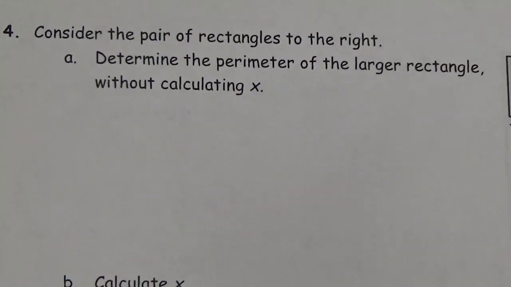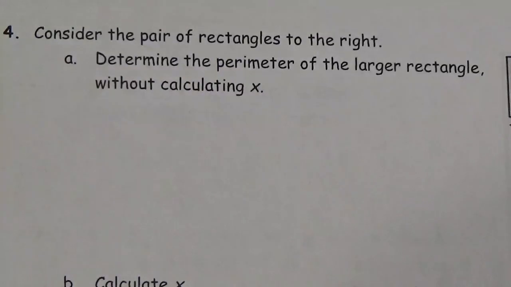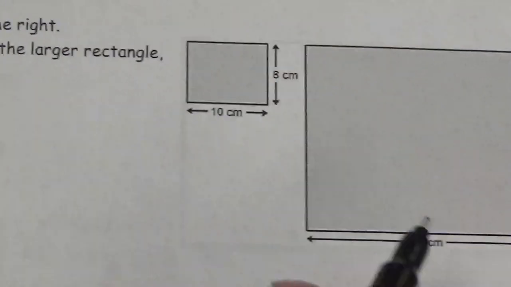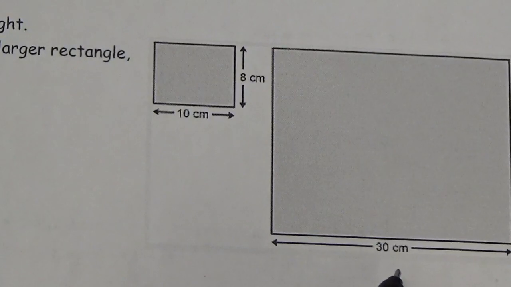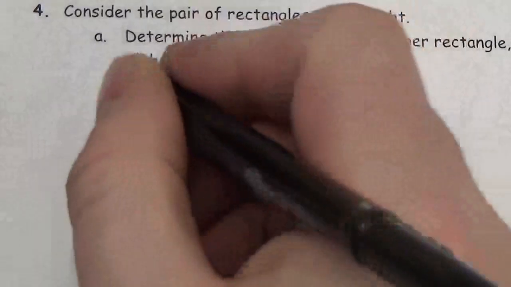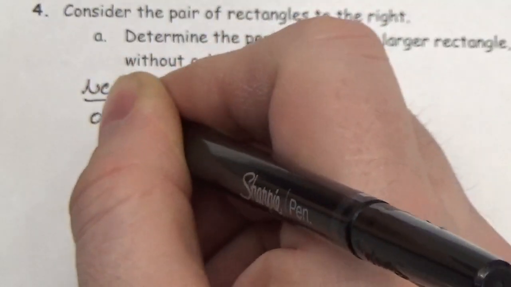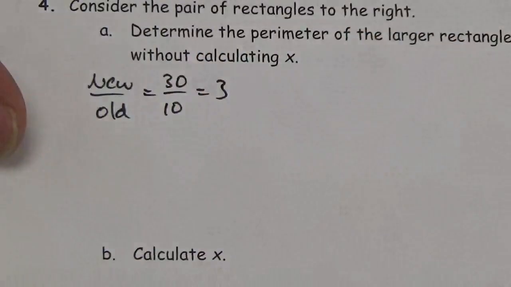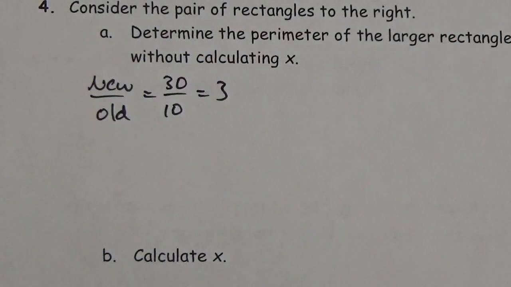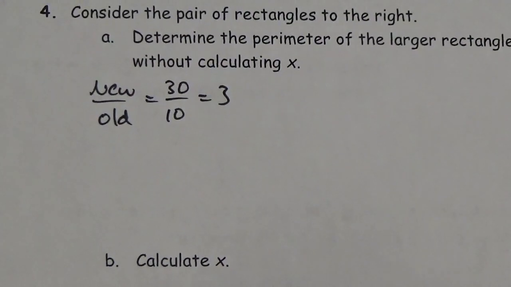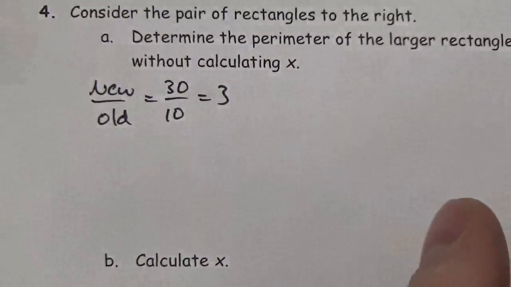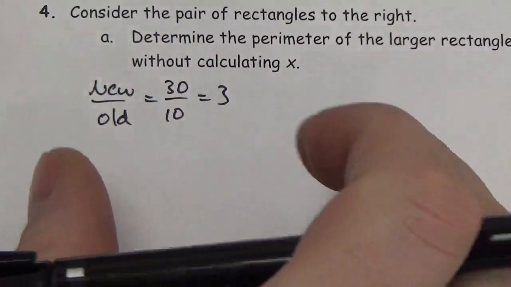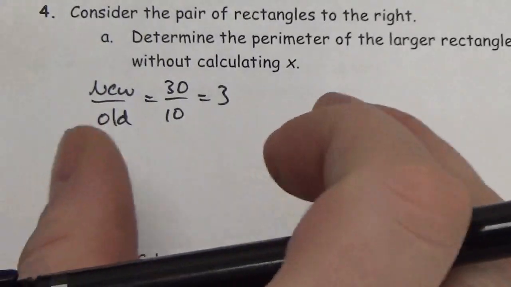Well, let's take a quick look at this. First of all, let's figure out what the linear scale factor is to go from the small one to the large one. Our new length is going to be 30, and our old length is going to be 10. So new to old is 30 over 10, or 3. So in terms of the length, and this is going to be representative of all the linear dimensions, it's going to be 3 times bigger. Now if this holds for the length, it's going to hold for the width and the perimeter as well.